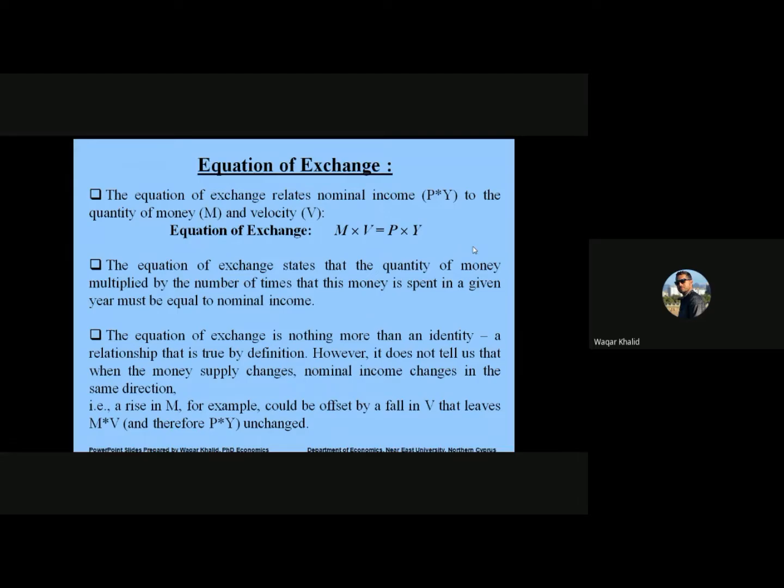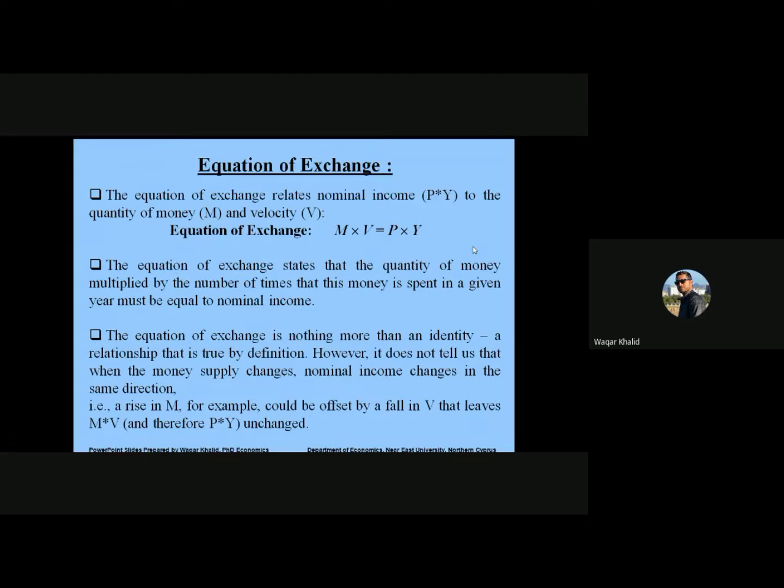So P multiply Y represents the nominal income, or the nominal GDP, or the total income of the economy. M represents the money supply and V represents the velocity of money. So the equation of exchange states that the quantity of money, which is M, multiplied by the number of times that this money is spent in a given year, which is V, must be equal to the nominal income. So the equation of exchange is nothing more than an identity. It means that it is a relationship that is true by definition.